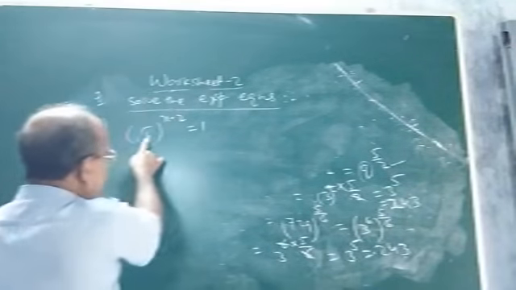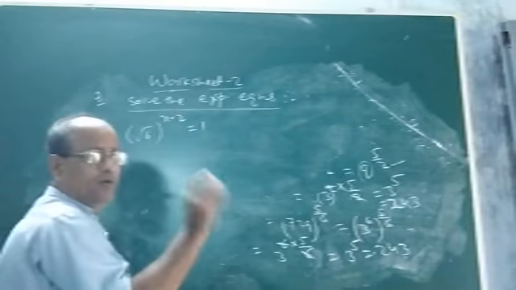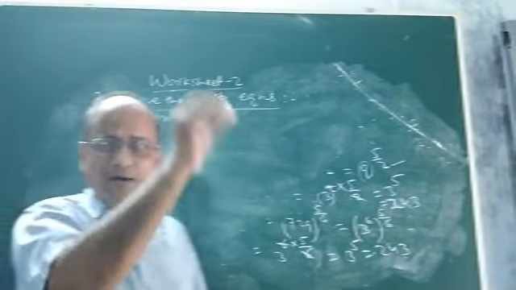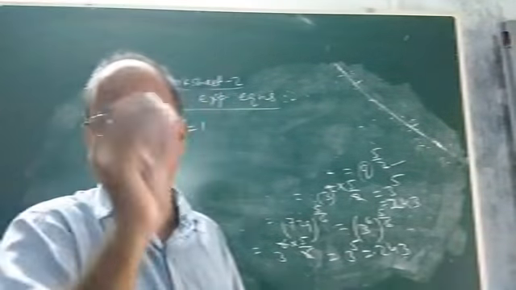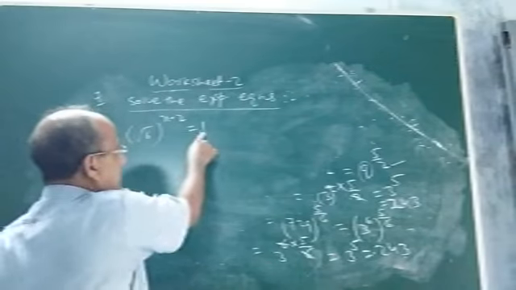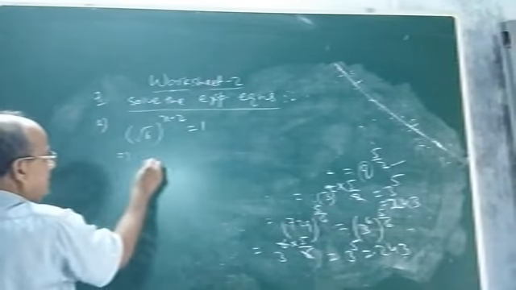I mean, as the base on the left hand side is root 6, we have to express 1 with base root 6. How is it possible? You know, any non-zero rational number to the power 0 is 1. So this 1 can be written as root 6 to the power 0. Okay, so what will be my next step?